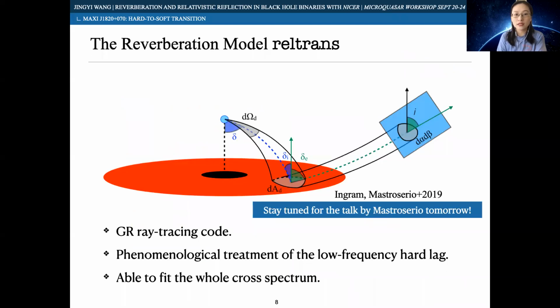With all the great quality lag spectra, it would be amazing if we could physically fit them. We have this recent reverberation model called Reltrans that allows us to do that. Reltrans is a ray tracing code to calculate the light travel delays and energy shifts of photons. It uses a phenomenological treatment of the low frequency hot lag with a pivoting power law, which means the corona emission has both a variant normalization and a slope. It can fit for time lag or even the whole cross spectrum, accounting correctly for instrumental response.